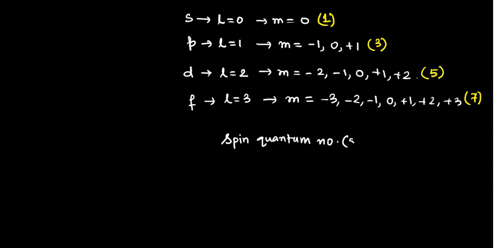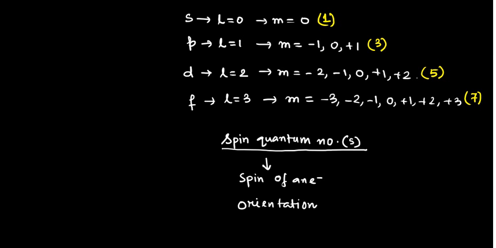Now, what is the significance of the spin quantum number, which is denoted by small s? The spin quantum number refers to the spin of an electron. That means it also tells about the orientation of the magnetic field produced by that spin.